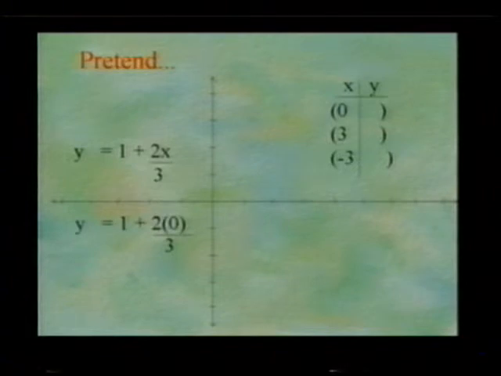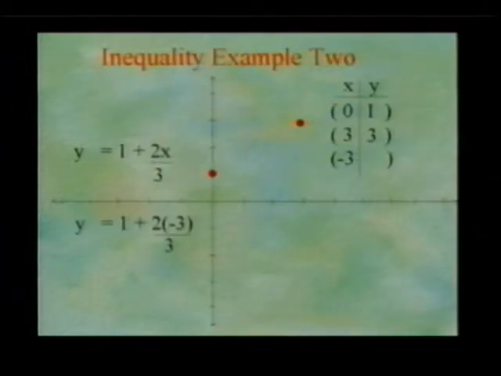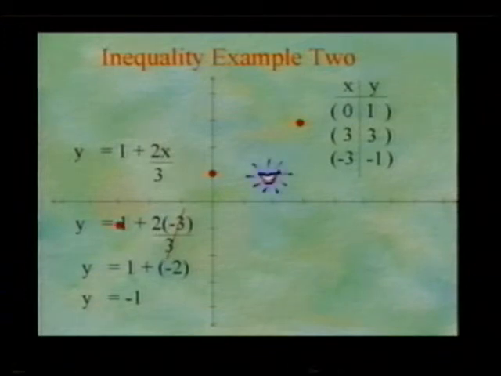Okay, if I put in a 0, I get 1. If I put in a 3, the things cancel out nicely, and I get a 3. And if I put in a negative 3, we've done this one kind of before, they cancel, but the negative doesn't. So I get, what, negative 2 plus 1, I get a negative 1. Let's graph that baby.